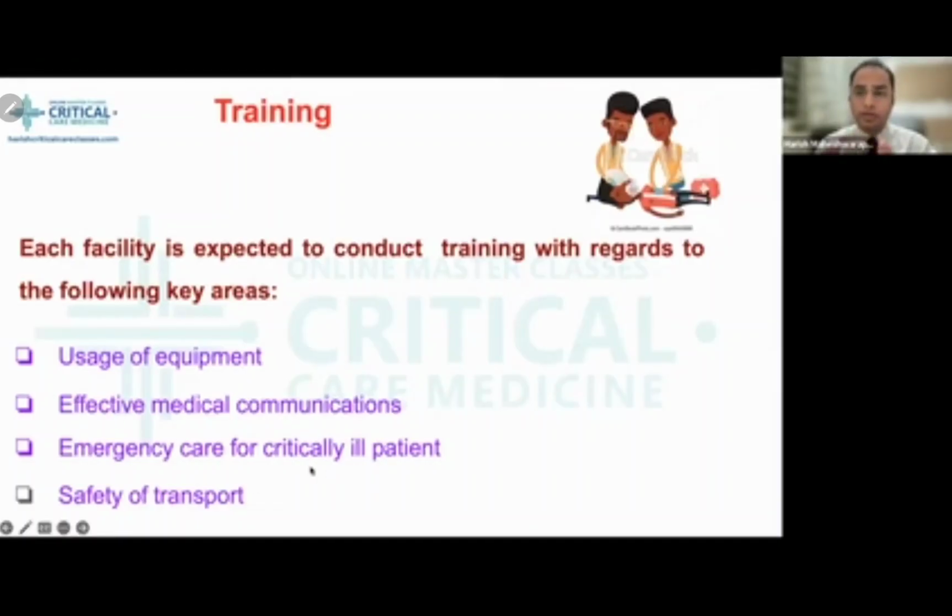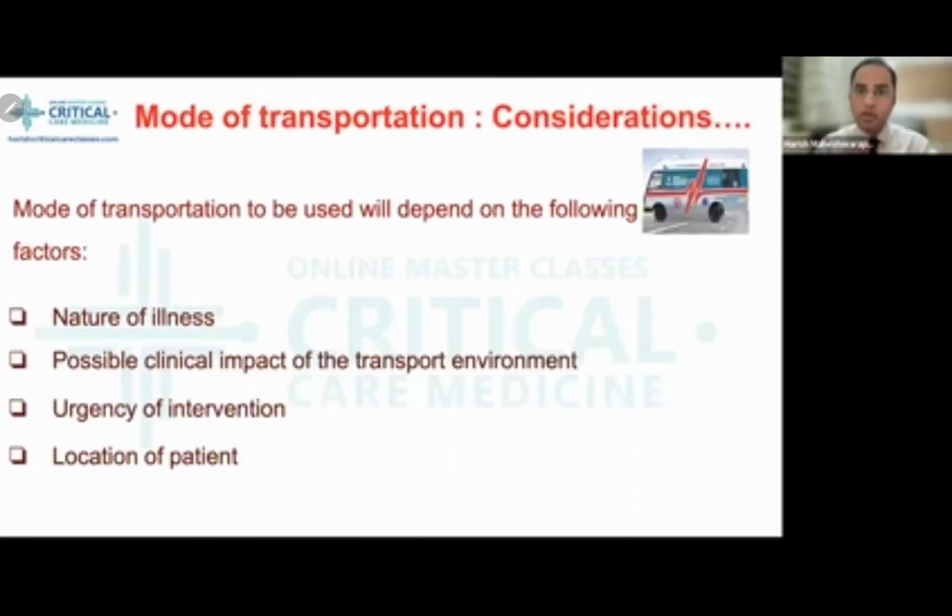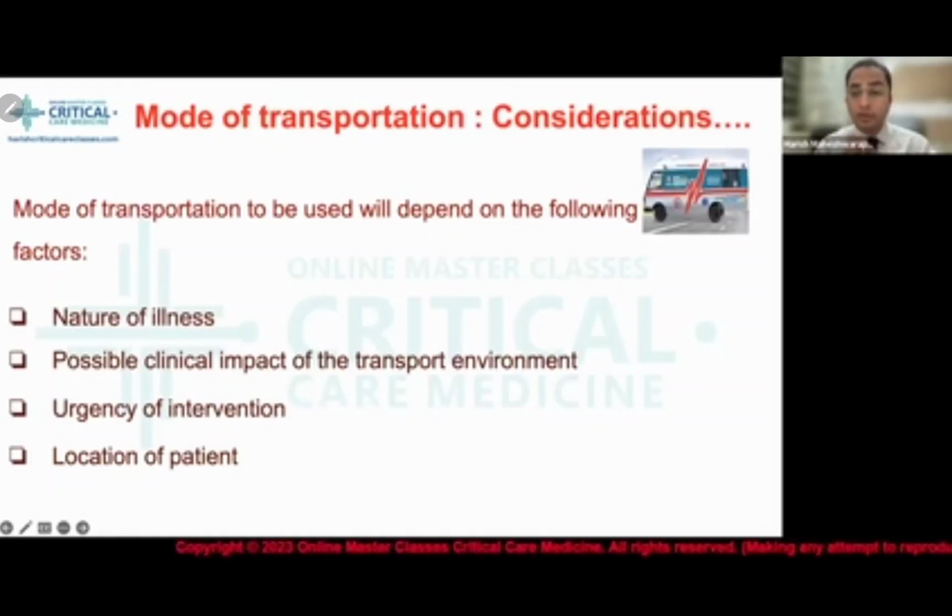Safety of the transport means you should not get infected when you are handling a patient with a highly infectious respiratory tract infection. Safety equipment and staff safety are very, very important in the training process. Mode of transportation consideration: the mode of transportation to be used will depend on the following factors: nature of the illness, possible clinical impact of the transport environment, urgency of intervention, and location of the patient.